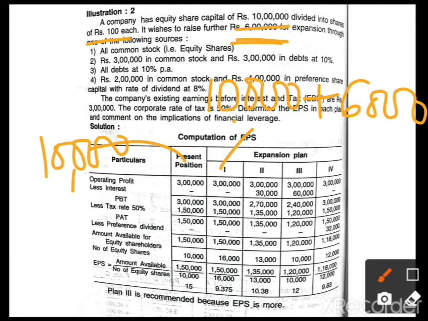Let us move to the second plan. In the second plan, 3 lakh is common stock, 3 lakh is debt. Then how are we going to write it? You have to write the old 10,000. Okay.